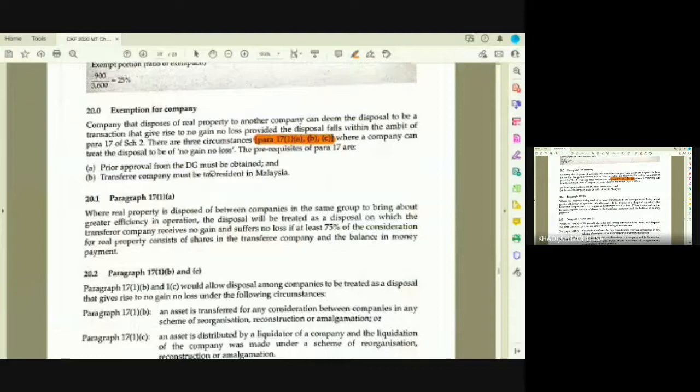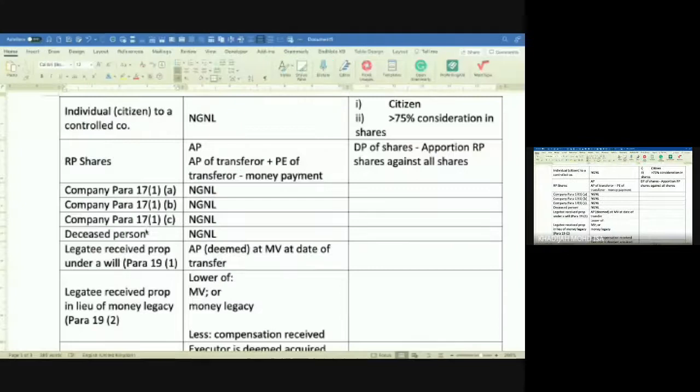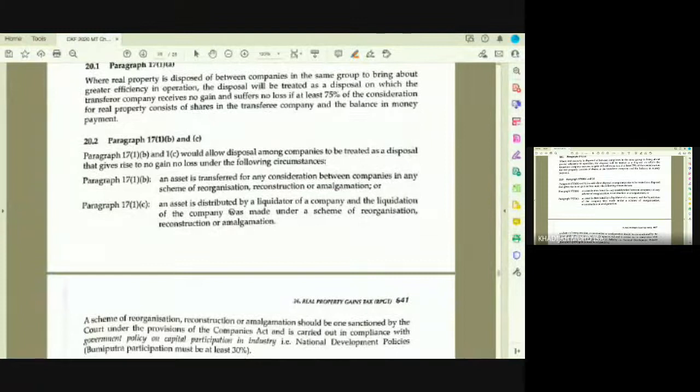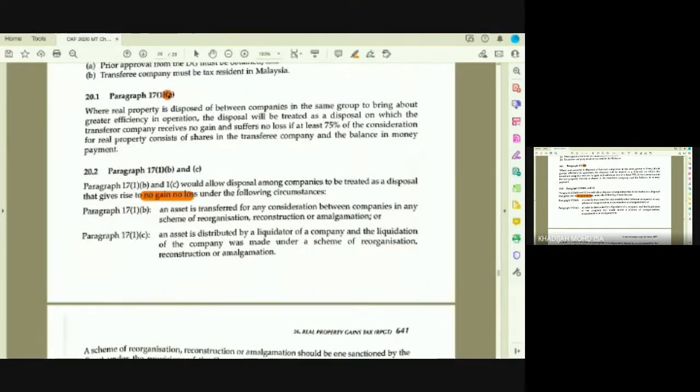And then we have this exemption for companies. We have para 17-1A, B, and C. So this one I listed here, right? So under these three conditions, you'll get exemption. So it means that there's no gain, no loss. But the condition is that one is para 17-1A, here, right? For 1A, where real property is disposed between companies in the same group, to bring about greater efficiency of operation, the disposal will be treated as no gain, no loss if you have that 70% consideration.